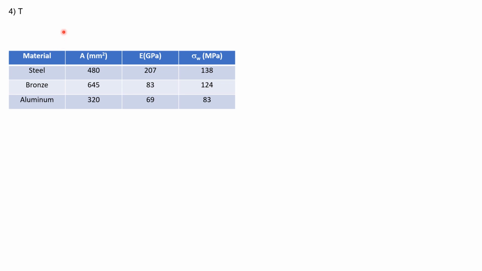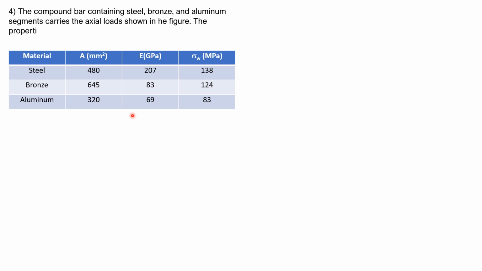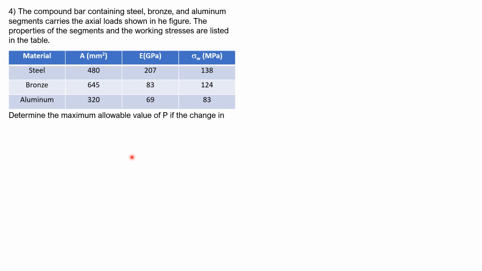Okay, let's proceed to problem 4. The compound bar containing steel, bronze, and aluminum segments carries the axial loads shown in the figure. The properties of the segments, the working stresses, are listed in this table here. So the question: determine the maximum allowable value of P if the change in length of the entire bar is limited to 1 mm and the allowable stresses are not to be exceeded.